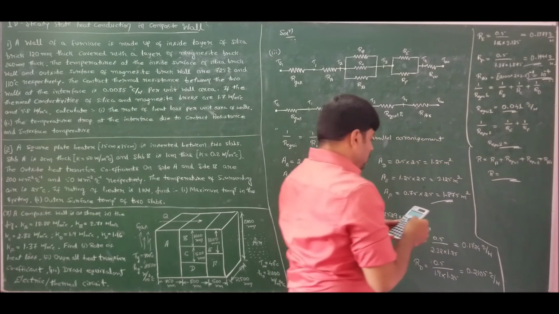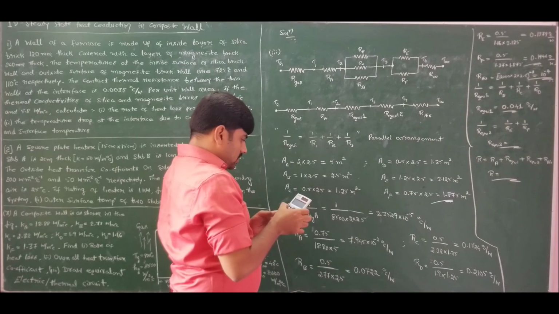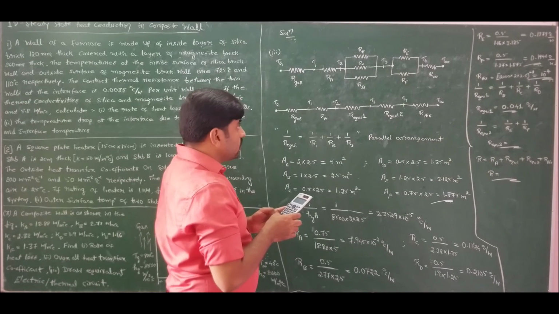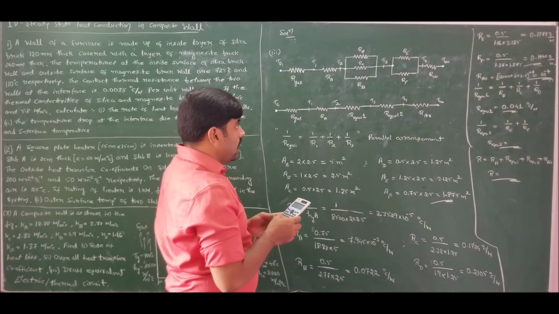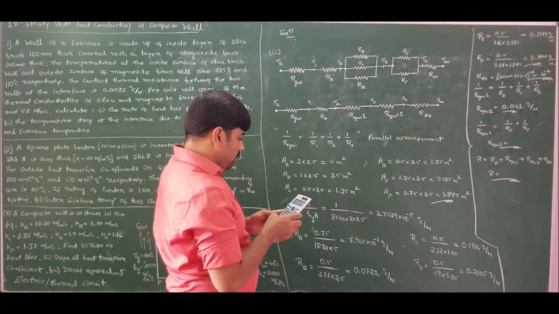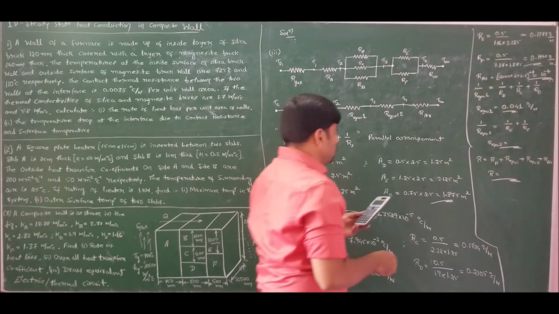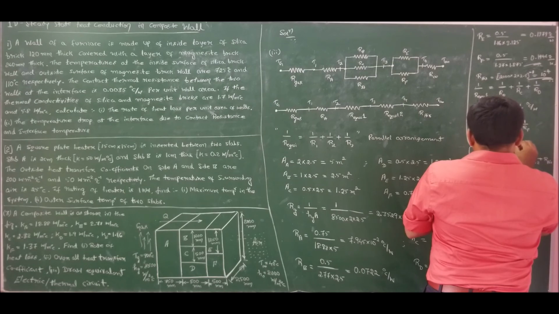Similarly, if I solve for R equivalent 2, 1 by R equivalent 2 is equal to 1 by RE, RE is 0.1379, plus 1 by RF, RF is 0.1946. If I solve, I get R equivalent 2 as 0.081 degree Celsius per watt.